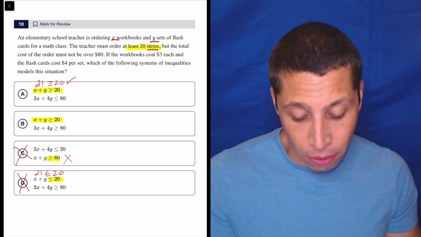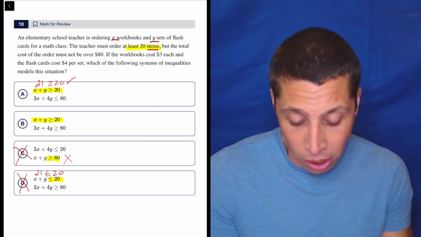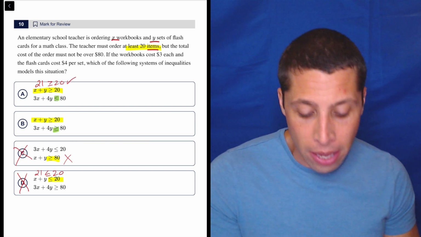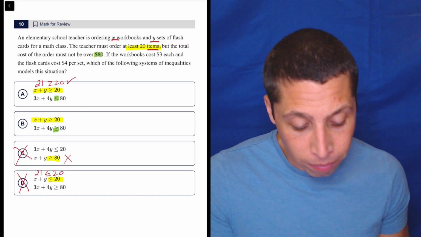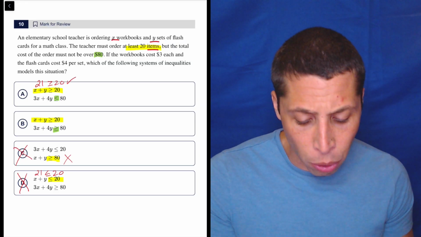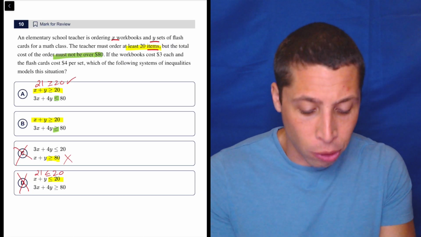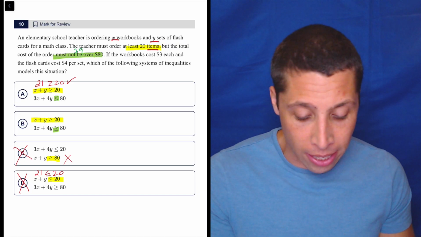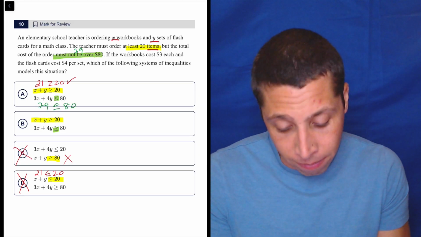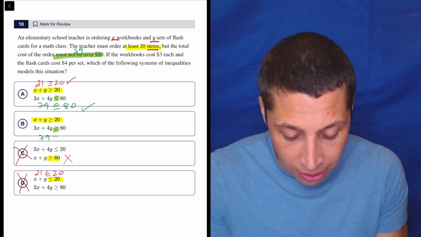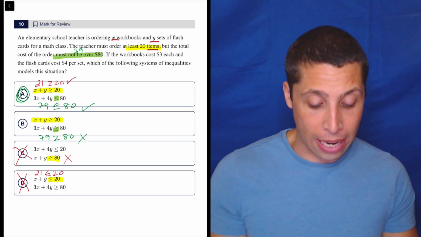Now, focus on the next difference. The 3 and the 4 seem to be totally fine where they are. They're not changing, but I need to think about the symbol. Am I going to be less than 80 or greater than 80? So let's go to the 80 and see what they say. The total cost of the order must not be over 80, meaning it has to be less than 80. So let's try 79. That's less than 80, so 79 is less than or equal to 80. That seems right. But 79 is greater than or equal to 80? No, it is not. So there you go, choice A.